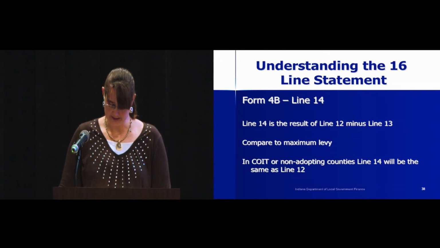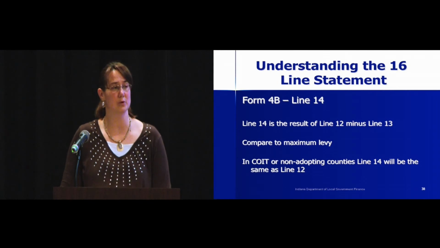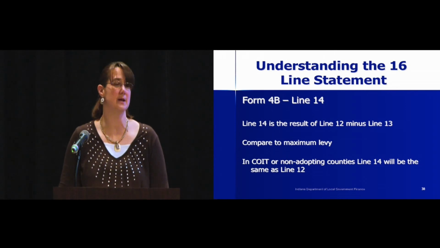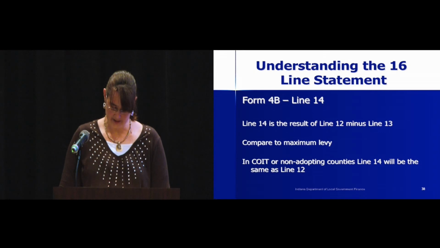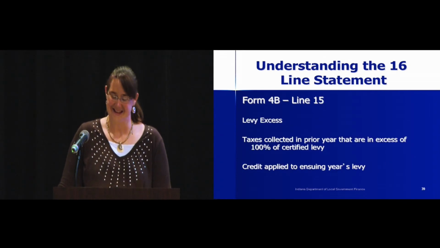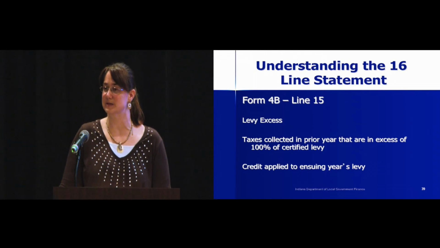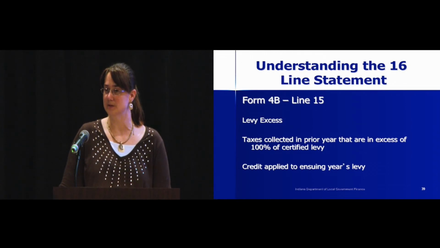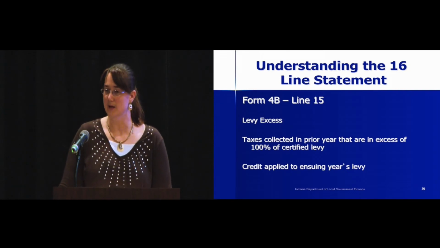Look at it, compare it to the max levy. In COIT and non-adopting counties, line 14 will be the same as line 12 because there isn't any replacement credit to offset that. Line 15 is levy excess, the dreaded levy excess. It's property tax dollars that were collected in advance over the 100% certified amount. The taxpayers will get credit for that in the ensuing year.